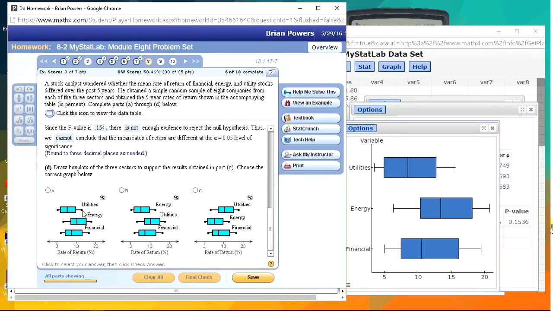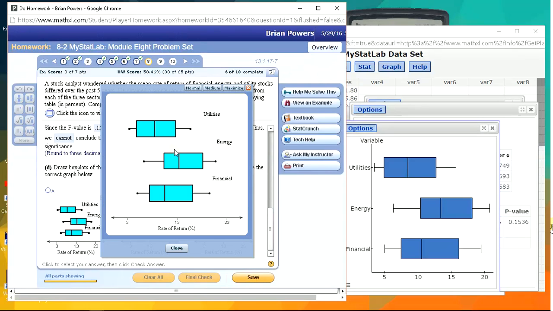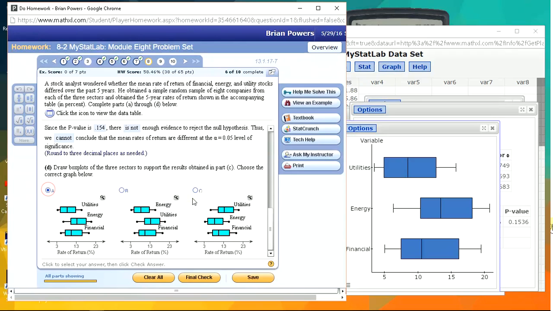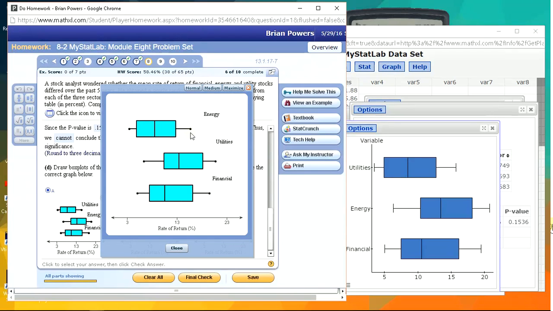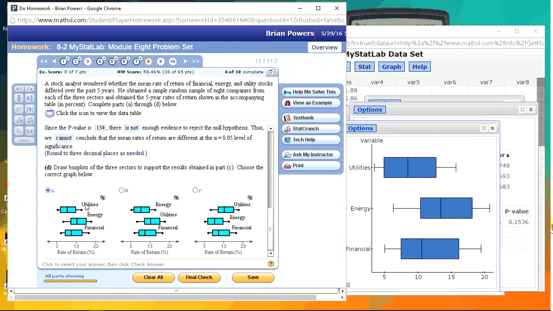Let's just compare. Utilities, energy, financial. Let's see. Is it this one? Looks pretty good. I'll go with that unless this other one is better. Energy. Oh, it's wrong. It should be utilities, energy, then financial. That's wrong. First is utilities and energy, then financial. Ha, they're trying to trick me.